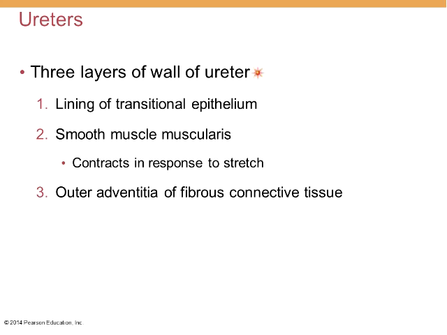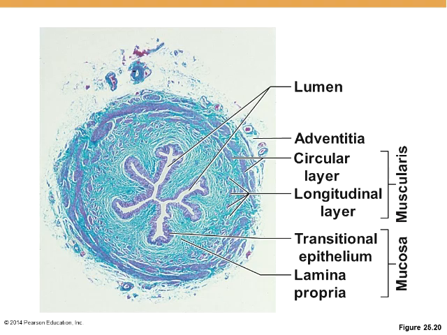So the wall of the ureter has 3 layers, and urine moves down the ureters through peristalsis. People think it's gravity, but it's really peristalsis. There's really a peristaltic effect that moves the urine. If that weren't true, then when you lay down at night, your urine would just lay there. It wouldn't move down to the bladder. So it's 3 layers. Its lining is transitional epithelium. It has a smooth muscle muscularis, which provides contraction in response to stretch, so it gives us that peristalsis. And it has an outer adventitia, the fibrous connective tissue, because remember, they're retroperitoneal.